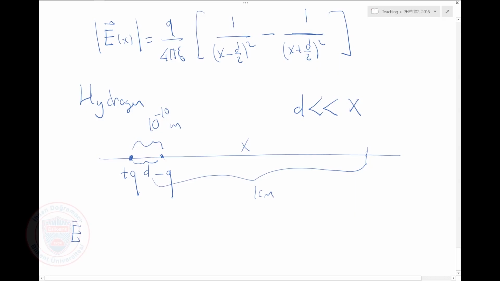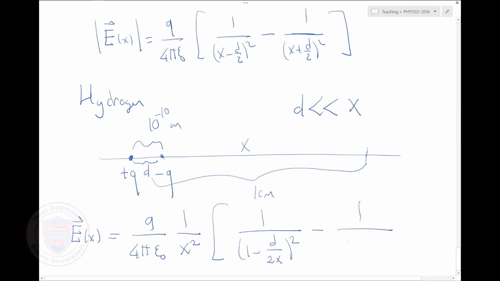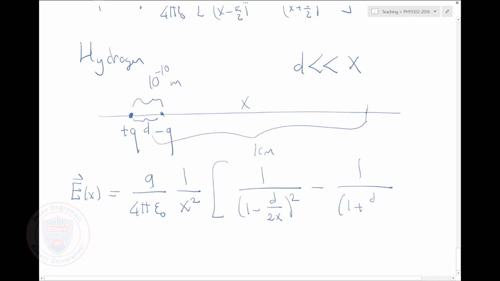Now, let me write this formula in a different way. E of x is q over 4 pi epsilon 0. I'll take 1 over x squared out and write this as 1 over (1 minus d over 2x) squared minus 1 over (1 plus d over 2x) squared.